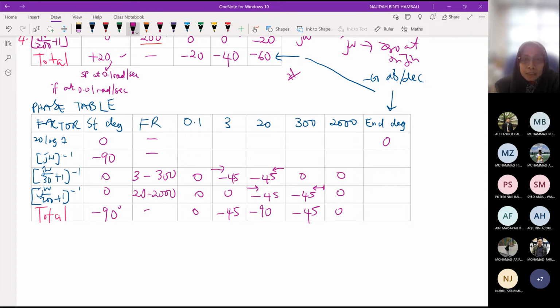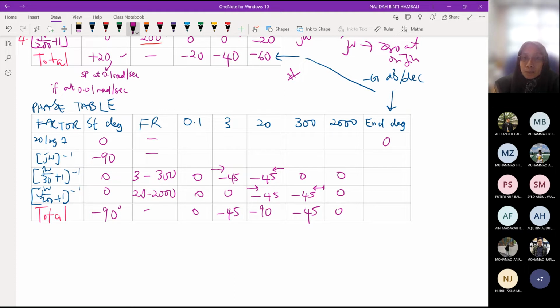Any single zero function will contribute positive 90 degree. I repeat, any single zero function, which is from numerator, will contribute positive 90 degree. Next, any double zero function will contribute positive 180 degree. Single zero, positive 90 degree; double zero, positive 180 degree. So you double up. Kalau you ada triple, you tambah lagi 90.